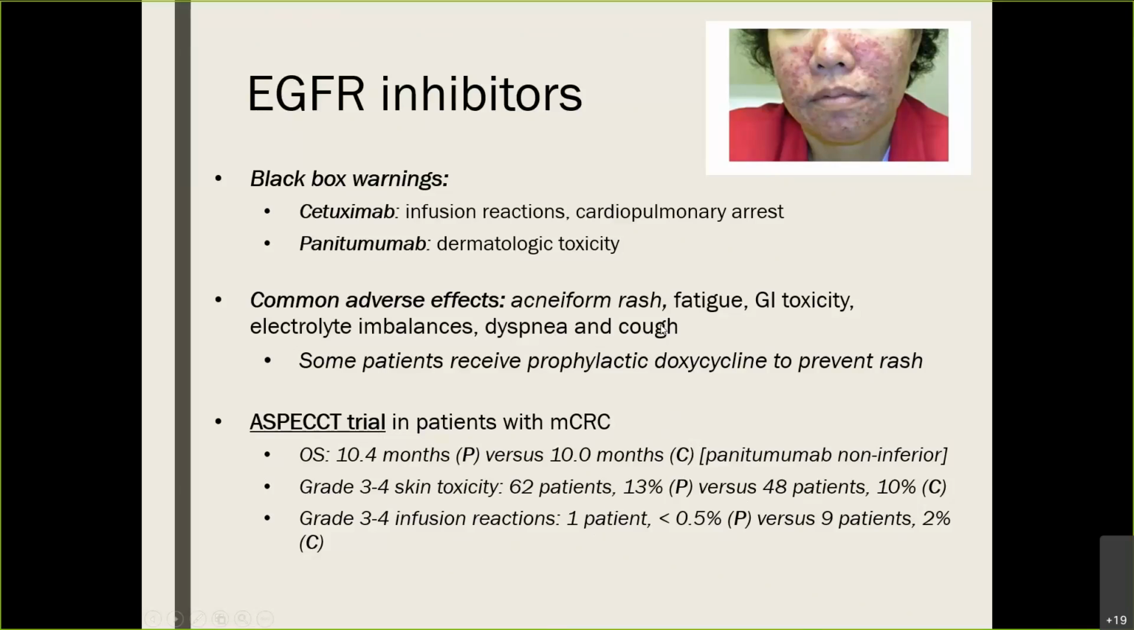This rash, going back to the rash, can be quite significant. We do like to see, at least in our colorectal patients, the patients on prophylactic doxycycline to try and prevent this rash. And we have a significant build out of what to do with these rashes if they occur in our chemotherapy side. And we do have a GI pharmacist downstairs who's more than willing to help you out if these things develop.